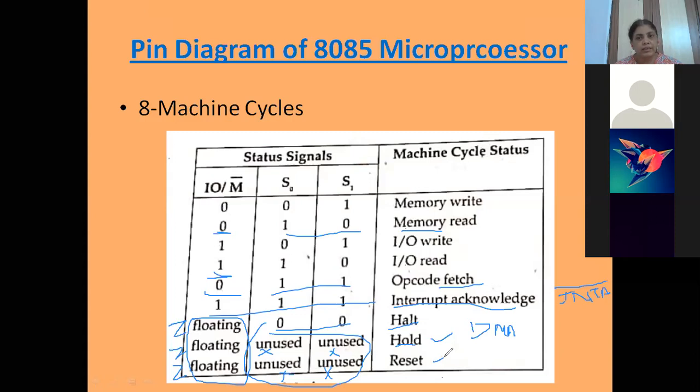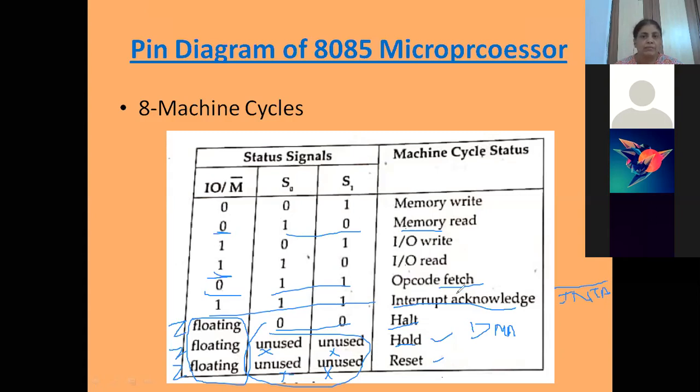तो जब आपने reset कर दिया तब आपका क्या status होगा? It will not matter S0 पे क्या, S1 पे क्या. Once you press the reset button, all will get reset. Clear? तो ये hold और reset जो है, इसके लिए मैं आपको ये बता रही थी कि S0 और S1 पे क्या है.